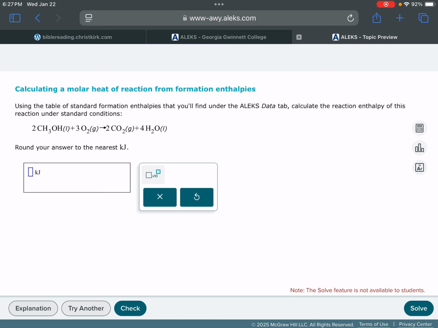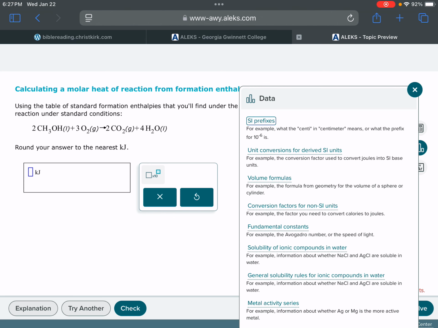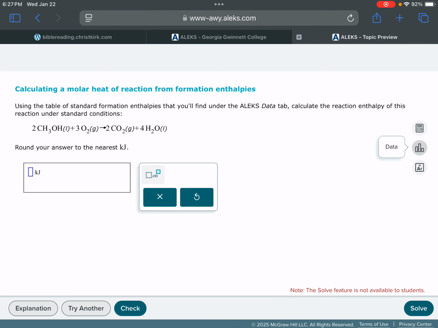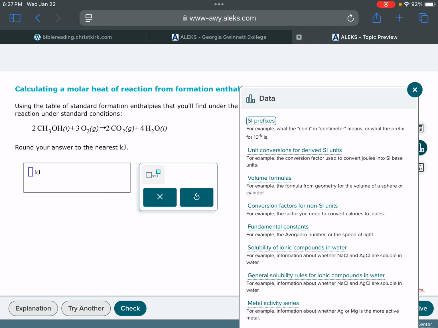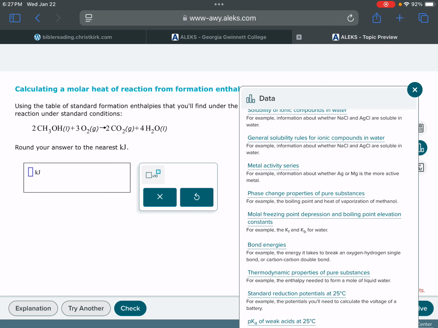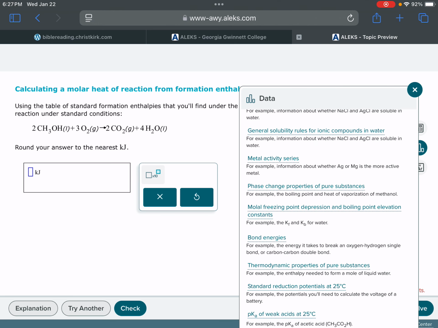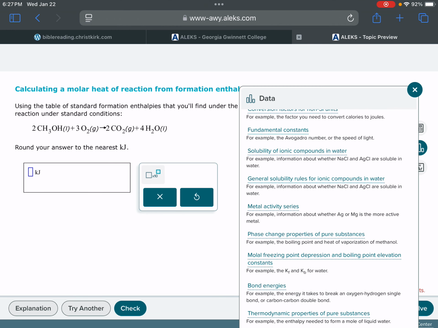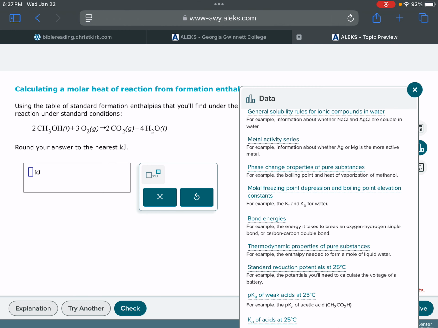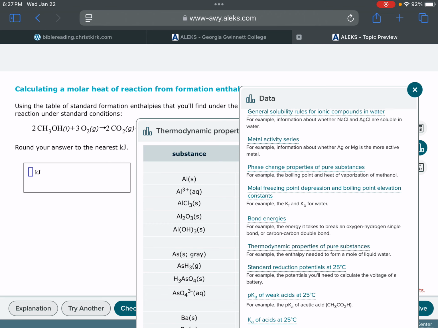You can't see what I'm pointing at, but you see the ALEKS data tab? You'll find these under the ALEKS data tab, and the ALEKS data tab is over here, right? Watch, you see what I'm pressing there, that blue button? Okay, so we're going to go look for formation enthalpies. Formation enthalpies are going to be in the thermodynamic properties, the one right there at the bottom of the screen. You see it? I'm going to click on that, and I'll go in there and get those when I need them.